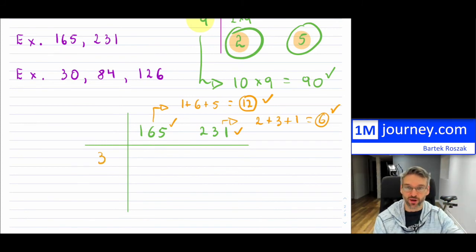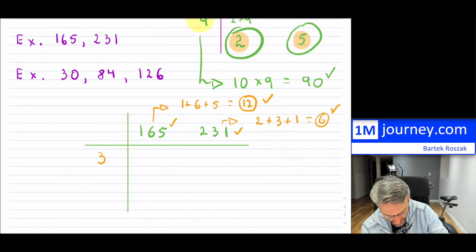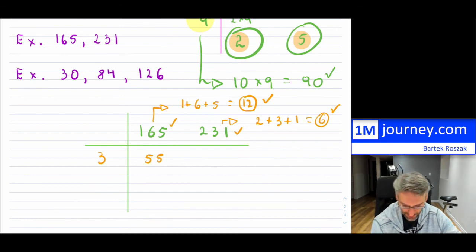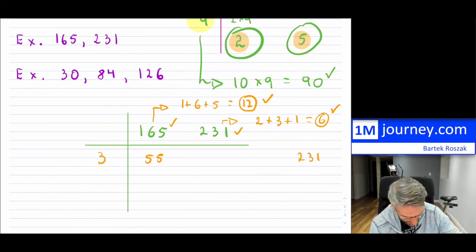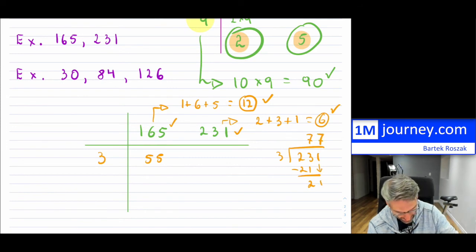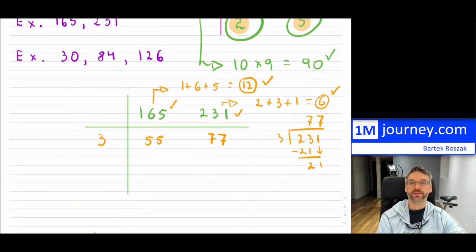Now, you can do the long division if you like. I can see that 3 into 165 goes in 55 times. 3 into 231, this one I can't see that quickly, so let's take a look. So 3 goes into 23 seven times, so 21, minus, it's going to be 21, okay, so 77 times. All right, so now I have that.